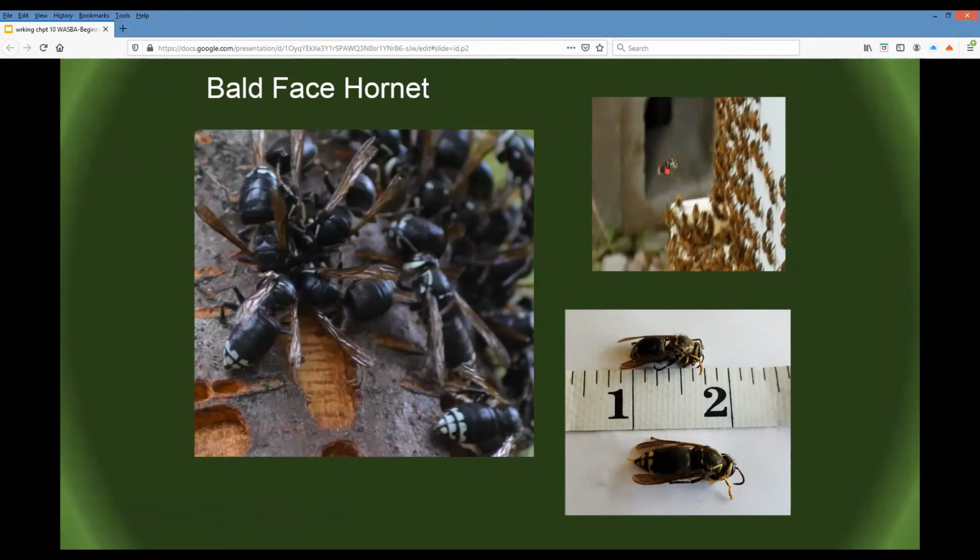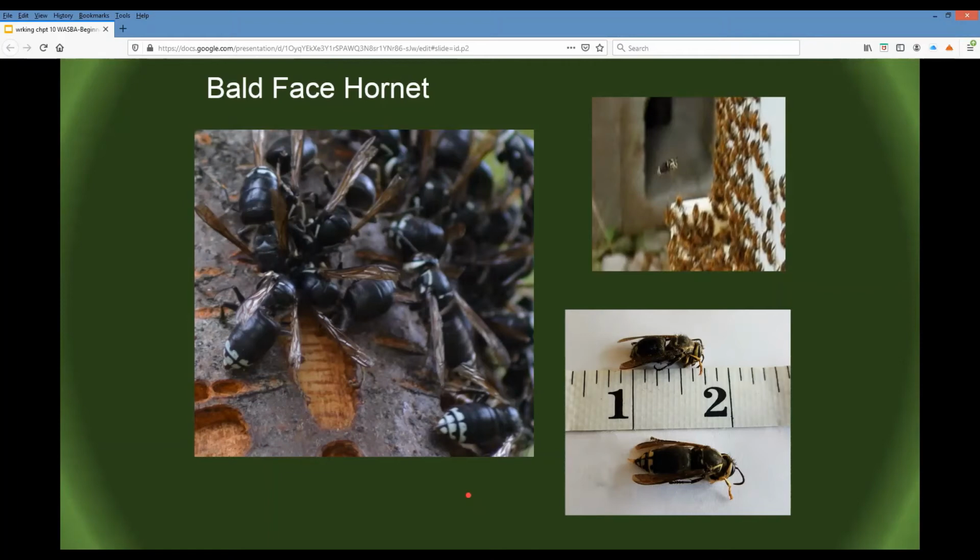They are predators outside of the hive. This is a picture of a bald-faced hornet that is grabbing bees as they enter or leave the hive. They can also invade the hive en masse in the late summer, early fall, and they can kill a hive.